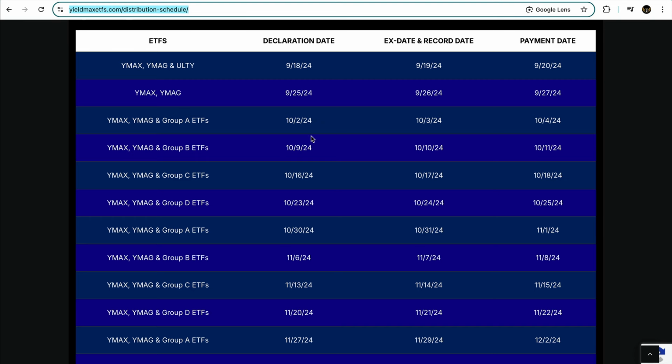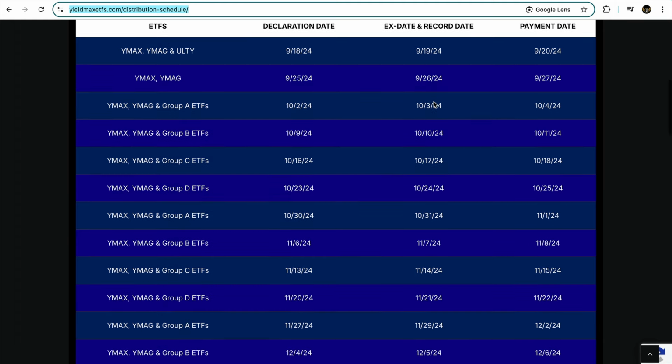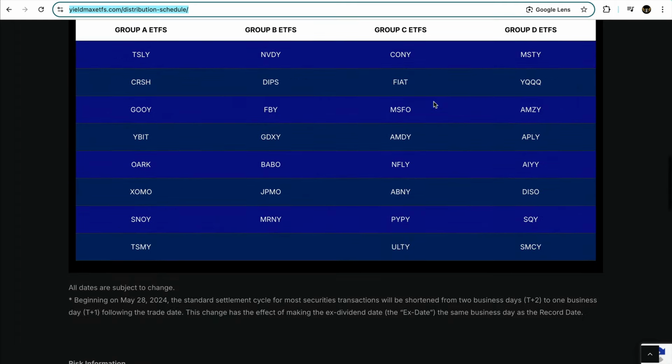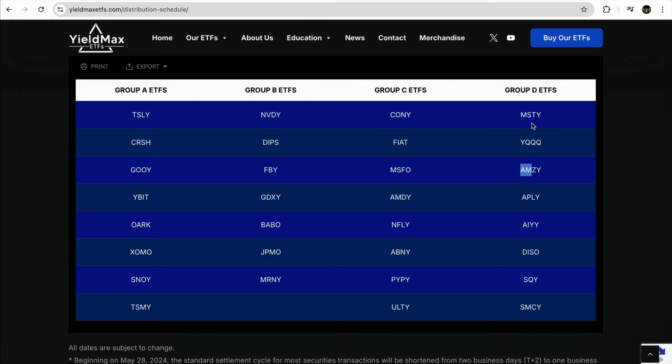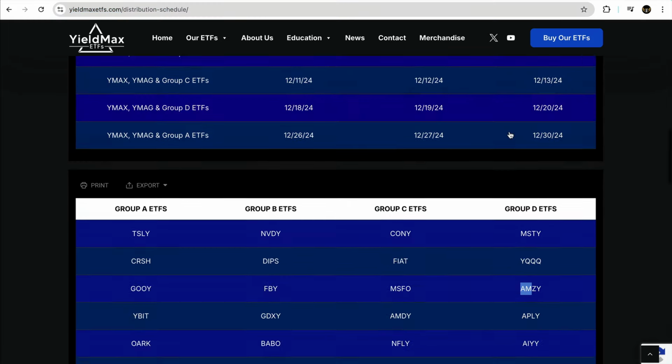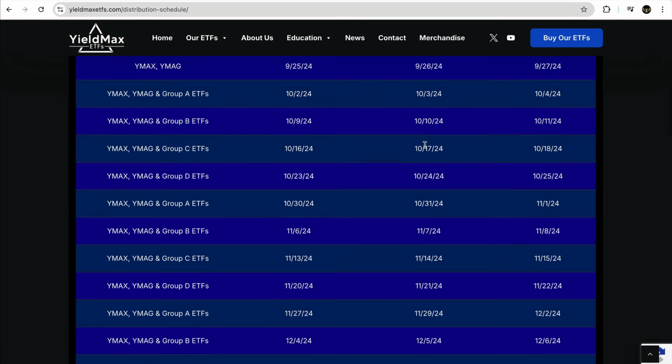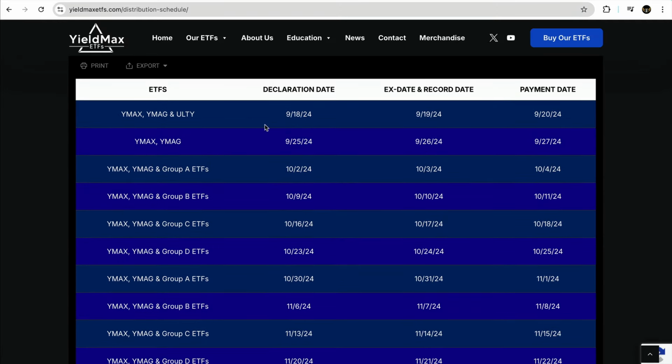And YieldMax has made some changes. They're going to go to weekly distributions, and it sucks because AMZY is in Group D. You can see here they've changed it to Group D, and Group D doesn't pay out until 10/23. These used to always pay out on like the 5th or 6th of the month, at the beginning of the month. So I've got to wait almost a whole another month to get a payout for this.